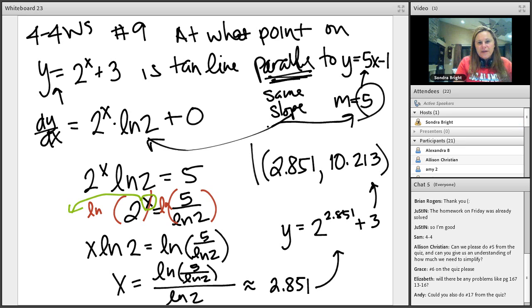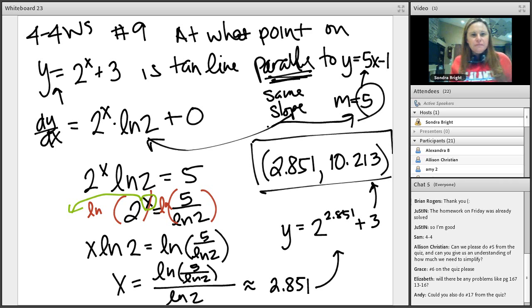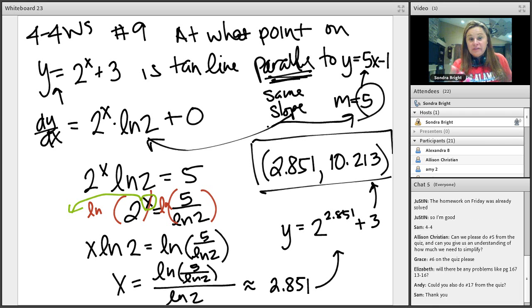And that's the point that the tangent line is parallel. Tangent line is the derivative, the equation of the tangent line, and the slope is the derivative. And then if it's parallel, then it's going to have the same slope. Okay.